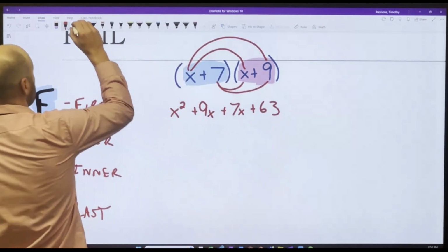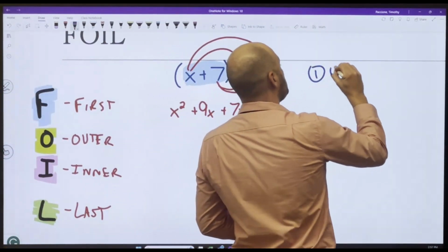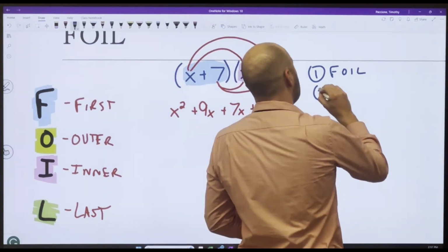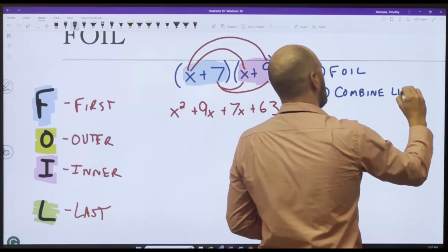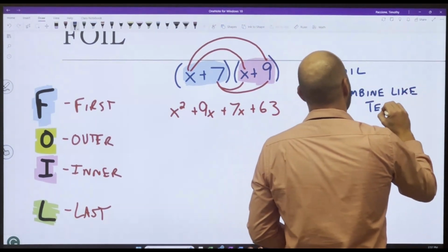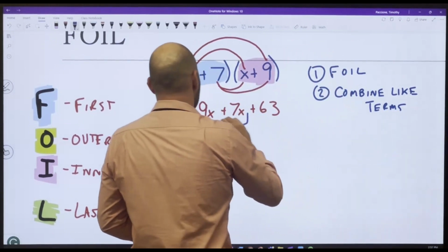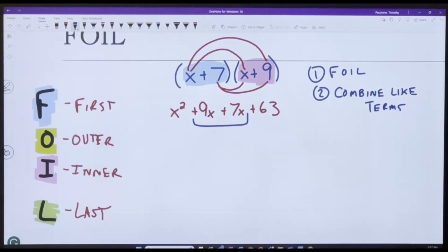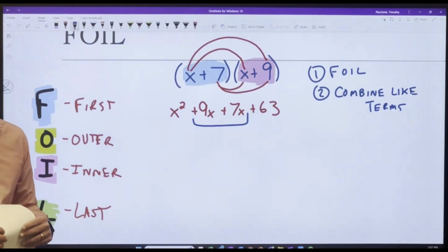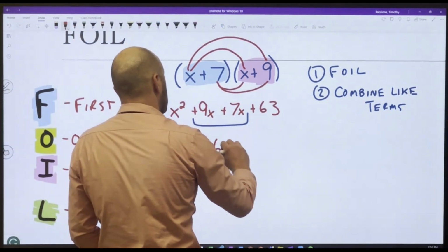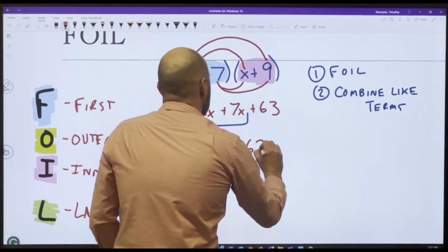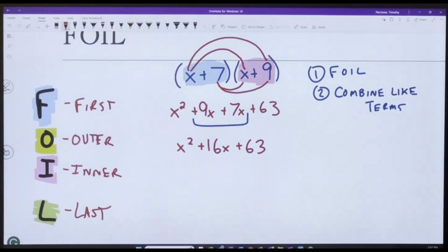Now you're always going to have an extra step here. You're always going to first FOIL, and then you're going to have to combine like terms. And it's going to be easy because they're going to be in the middle. So what are my like terms here? 9x and 7x, right? Those are like. You can add them together. Do you remember it all? Yeah, this is a review day. So if you remember this stuff, you'll be in great shape, but we're going to need this stuff a lot in this unit. So that's our answer. X squared plus 16x plus 63.